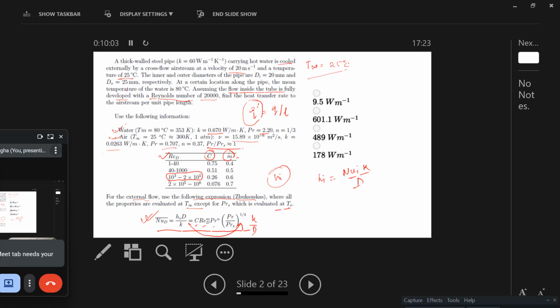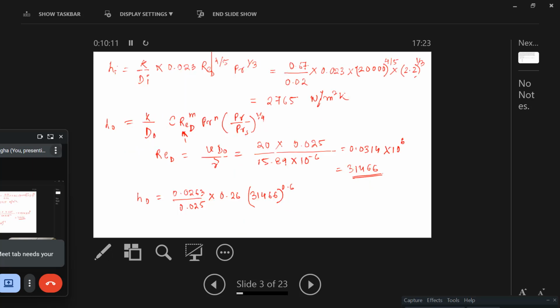Prandtl number is given as 0.7. N is also given here, 0.37 into this ratio, which is 1 to the power 1 by 4. So how much does it come to? It comes out to be around 120 watt per meter square Kelvin.